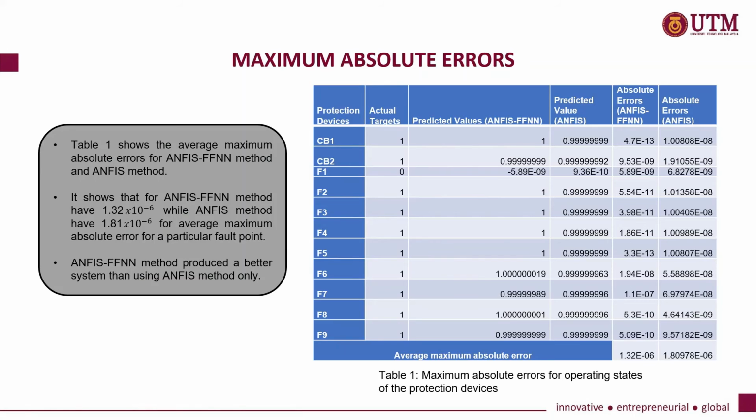For the error of the system, table 1 shows the average maximum absolute error for the ANFIS-FFNN method and the ANFIS method. This table shows that the ANFIS-FFNN method has 1.32 to the power of -6, while the ANFIS method has 1.81 to the power of -6 for average maximum absolute error for a particular fault point. This shows that the ANFIS-FFNN method produces a better system than using the ANFIS method only, since it has the smallest error for the system.